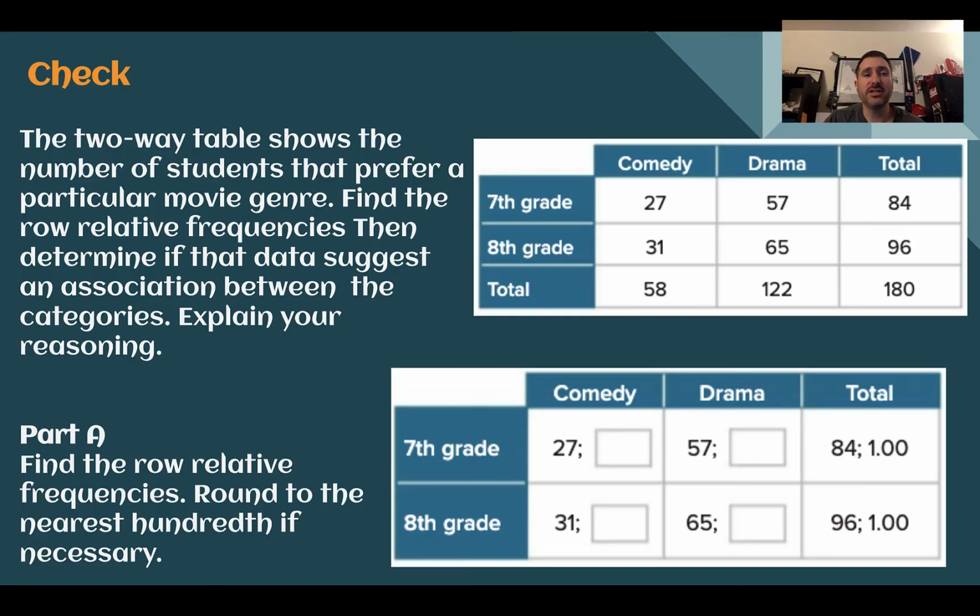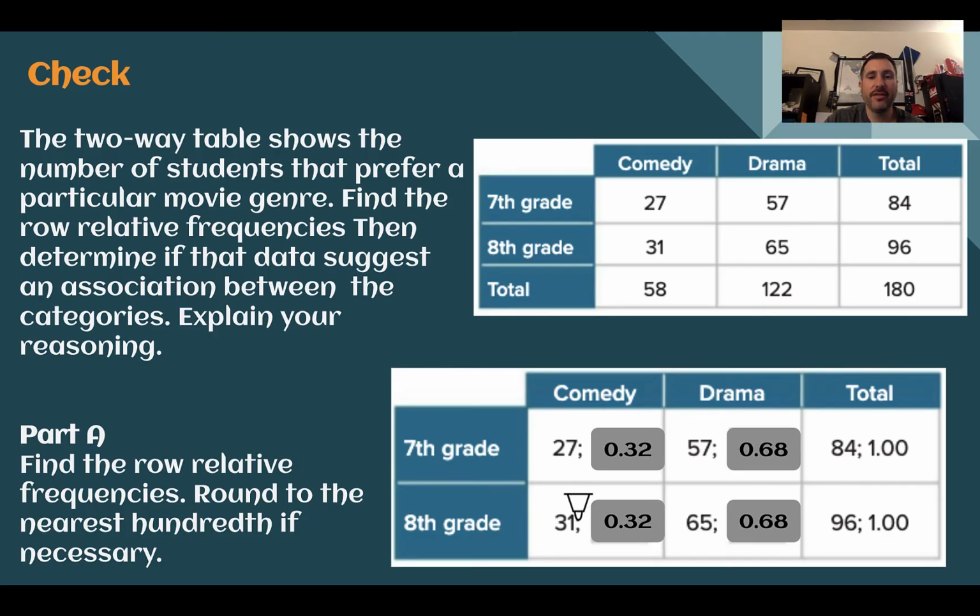Let's check. First, let's fill in our relative frequencies. So we are dealing with row relative frequencies. So 27 out of 84 is 0.32, 57 out of 84 is 0.68, 31 out of 96 is 0.32, 65 out of 96 is 0.68.